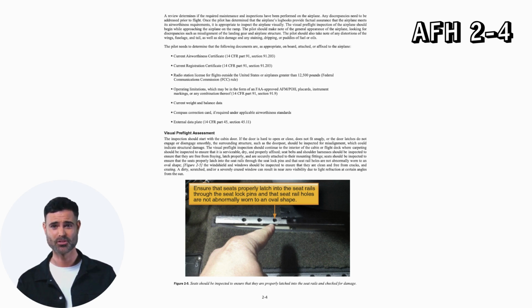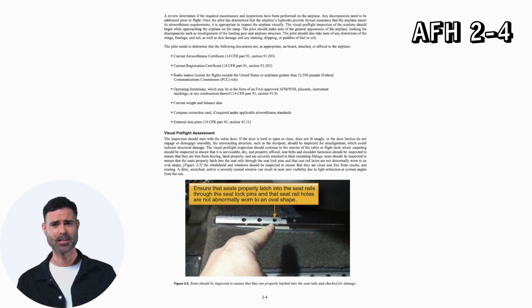Visual pre-flight assessment. The inspection should start with the cabin door. If the door is hard to open or close, does not fit snugly, or the door latches do not engage or disengage smoothly, the surrounding structure, such as the doorpost, should be inspected for misalignment, which could indicate structural damage.